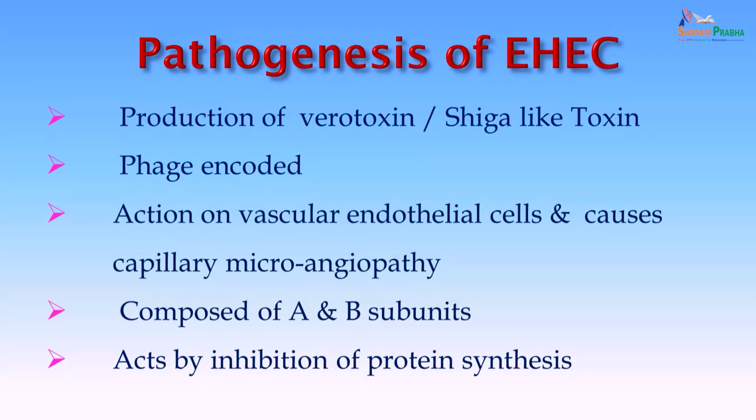The enterohemorrhagic E. coli produces diarrhea by production of a verotoxin or a Shiga-like toxin, which are referred to as VT or SLT. This particular toxin is phage encoded. It acts on the vascular endothelial cells and causes capillary microangiopathy. It is also composed of A and B subunits, but they act by inhibition of protein synthesis within the enterocyte.